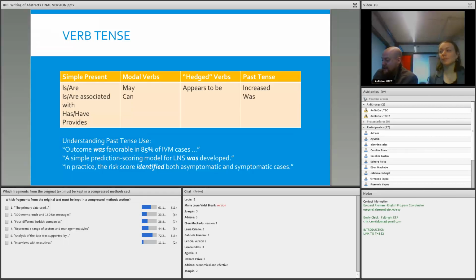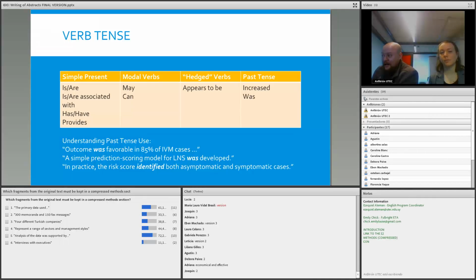The next thing is how you're going to introduce your methods. The compressed version of your methods. Think about that, how to summarize it, how to avoid spending 50 words on something that may not be that relevant, unless you're in the area of medicine or some specific areas where methods are really, really important.